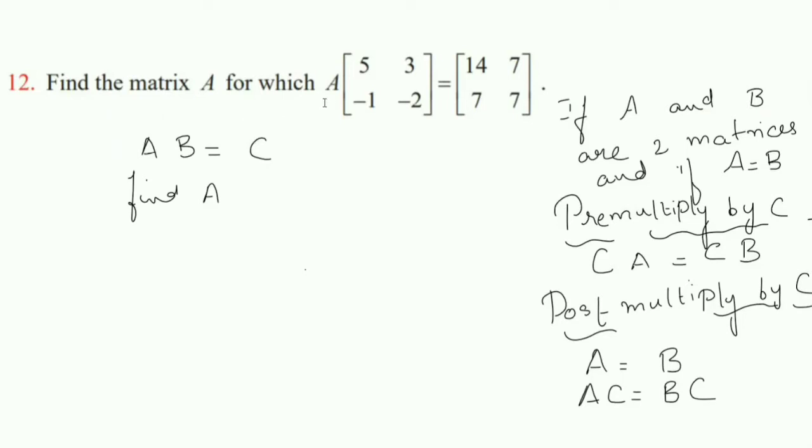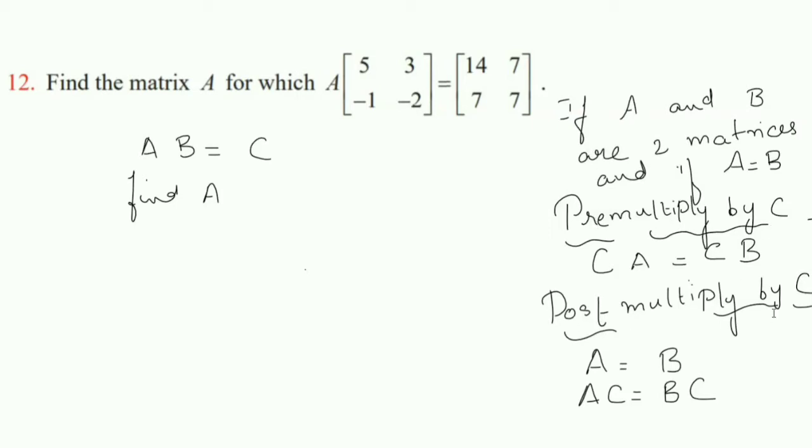Find the matrix A for which A into [5, 3; minus 1, minus 2] is equal to [14, 7; 7, 7]. So A and B, two matrices, are given, and the product is equal to C. AB is equal to C. The question is to find the matrix A. Two matrices are given, and you have to find the matrix A.